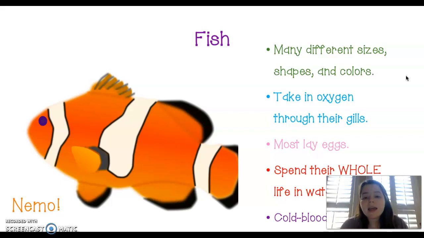Most fish lay eggs and they spend their whole life in water. A lot of animals, as we'll learn, are born in the water and then eventually move to land as they grow, but fish will always be in the water. And fish are cold-blooded. So cold-blooded means that they will adapt to any temperature water that they are in. So if they are in a cold environment, their body temperature will become cold.